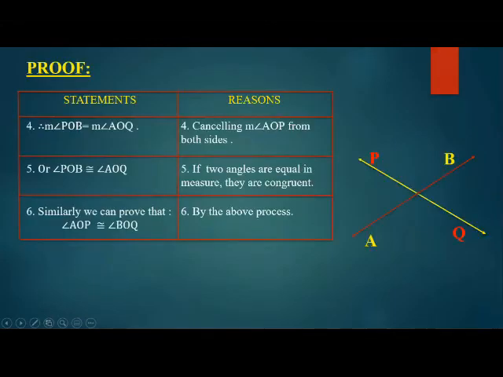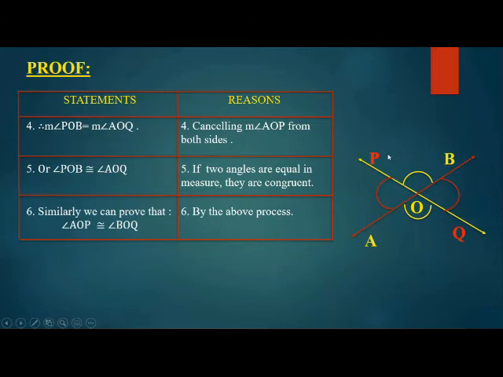So what do we conclude over here now? The measurement of angle POB is equal to the measurement of angle AOQ. How do we know that? Because in the previous quantities we could see that there was the measurement of angle AOP on both sides of the equal sign. Whenever there is the same thing on both sides of the equal sign, we can cancel it. So we have cancelled the measurement of angle AOP, which leaves the measurement of angle POB and the measurement of angle AOQ, which are equal to each other.